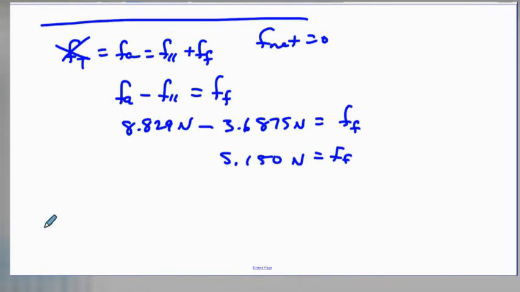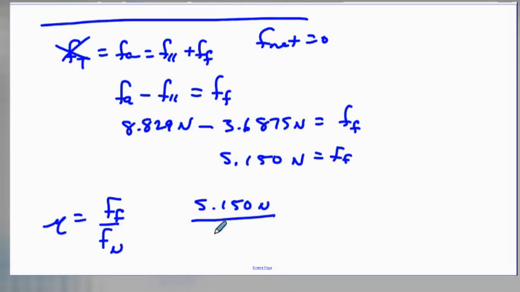Now that I know my Ff and my Fn, I can easily find my coefficient of friction. So that would be 5.150 newtons divided by 6.3718 newtons. And that's going to tell us that our coefficient of friction for this problem is 0.8083.